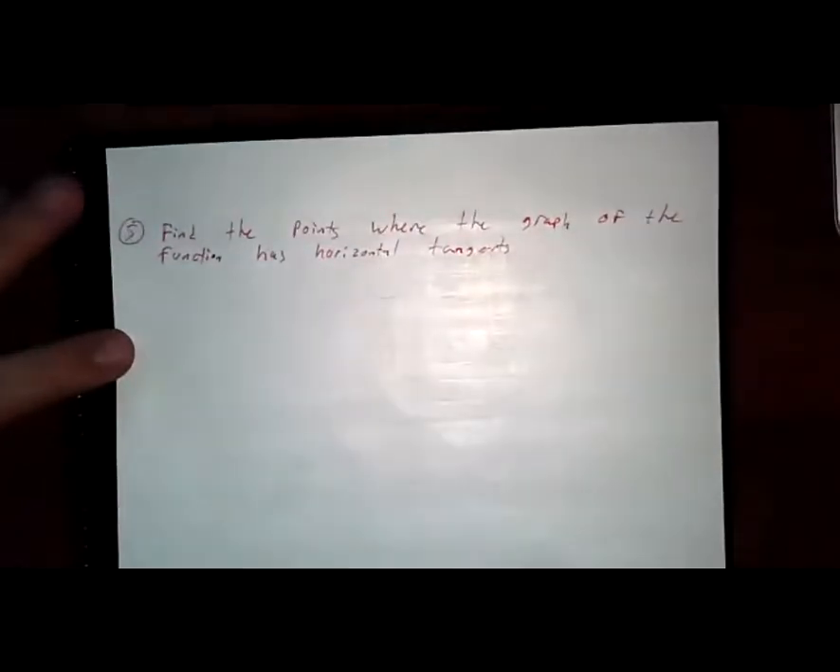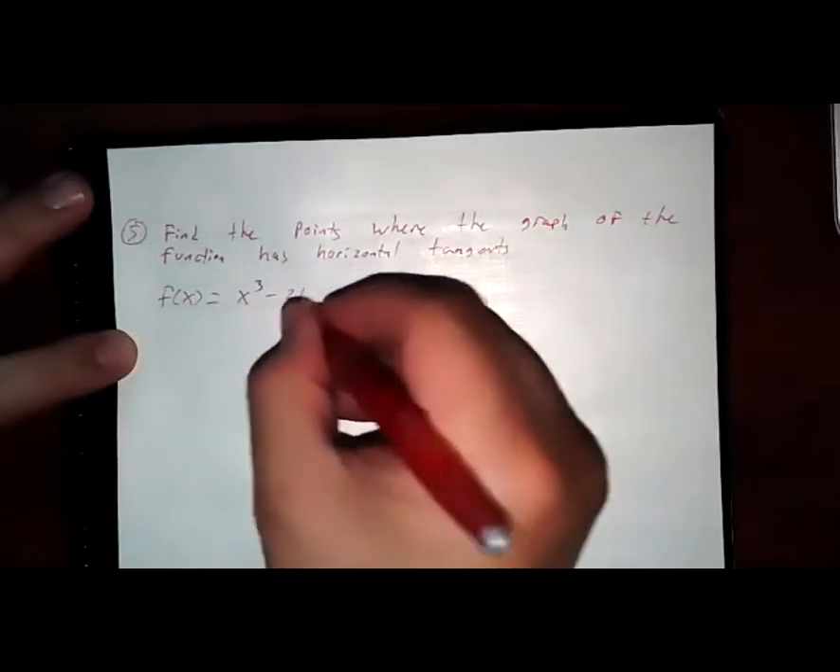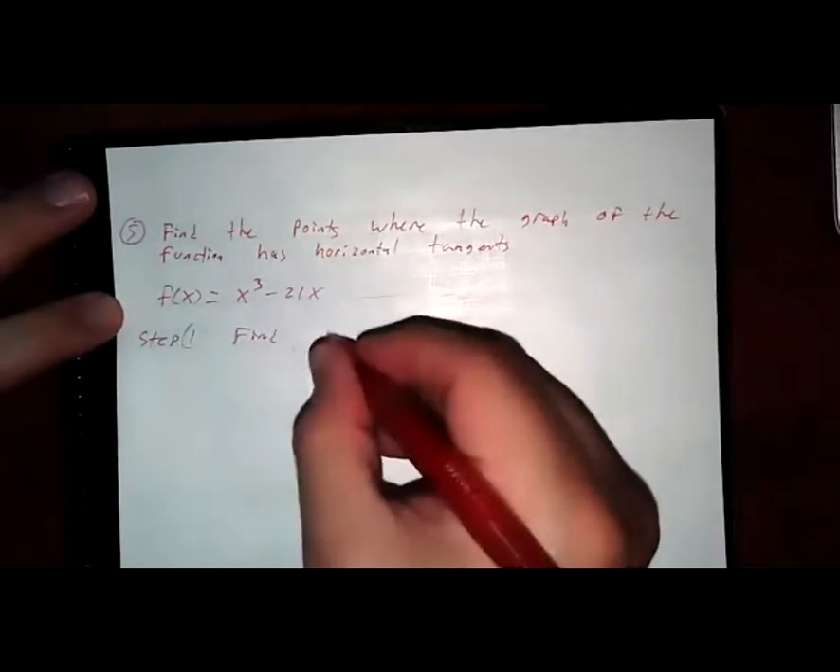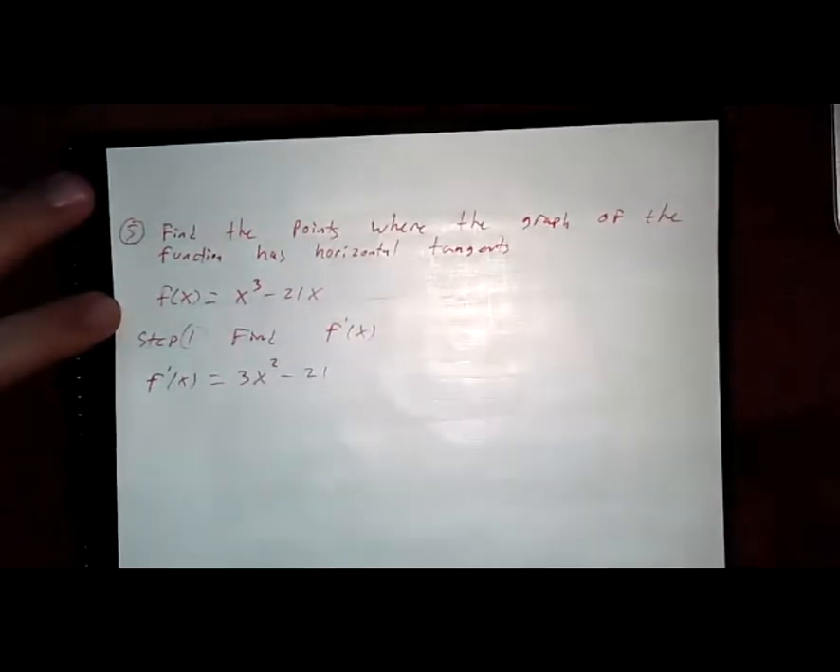So basically that means whenever you have a peak or a valley, right? So the way you find these is to make the derivative equal to 0 and solve for x. That's it. So here is the function they gave us. f of x is equal to x cubed minus 21x. So step 1, find f prime, right? So the derivative will be the power rule. So bring down the 3, subtract 1, and that just becomes a 21.